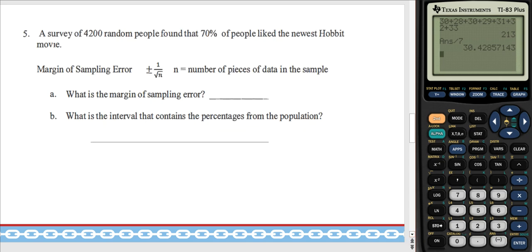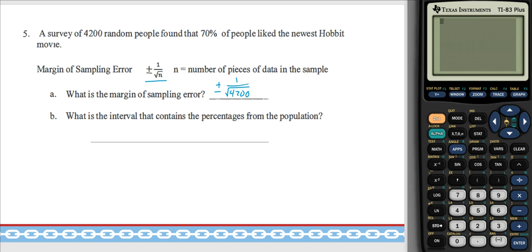Margin of sampling error, we have a basic formula provided right here. There's our formula. 4,200 people surveyed, 70% like the newest Hobbit movie. So to find that margin of sampling error, it would be plus or minus 1 over the square root of the 4,200. And that just becomes some quick calculator work, right? 1 divided by square root of 4,200.